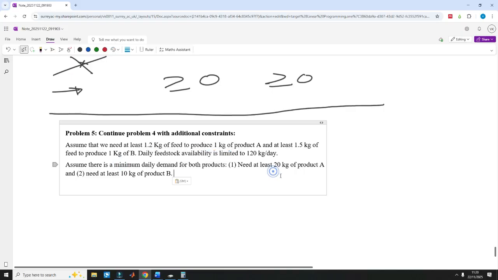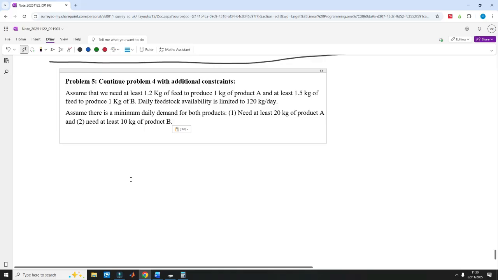There is no room to produce 0 kg, which means that you cannot shut down the plant. So you need to produce at least 20 kg of product A per day and at least 10 kg of product B per day. So this is another condition, which means you have to write 2 more constraints. I can write those constraints, but it's up to you to solve this problem.